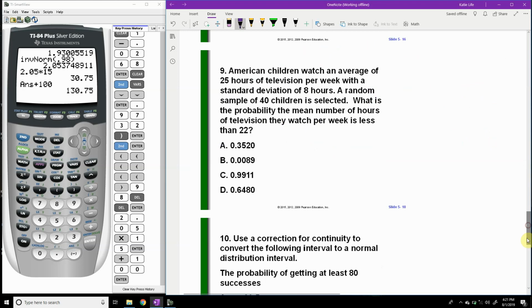Number 9. American children watch an average of 25 hours of television per week. Whoa, that's a lot. With a standard deviation of 8 hours. A random sample of 40 children is selected. N is 40.